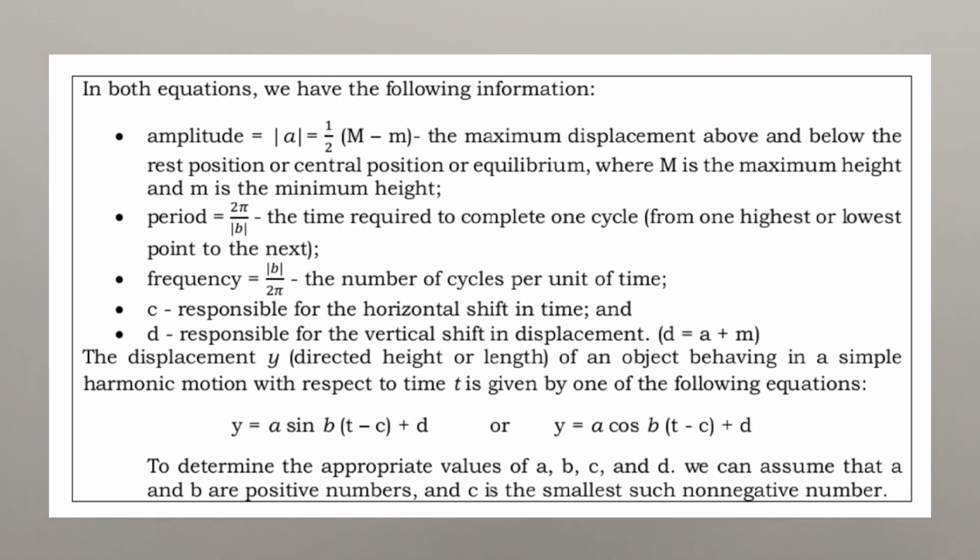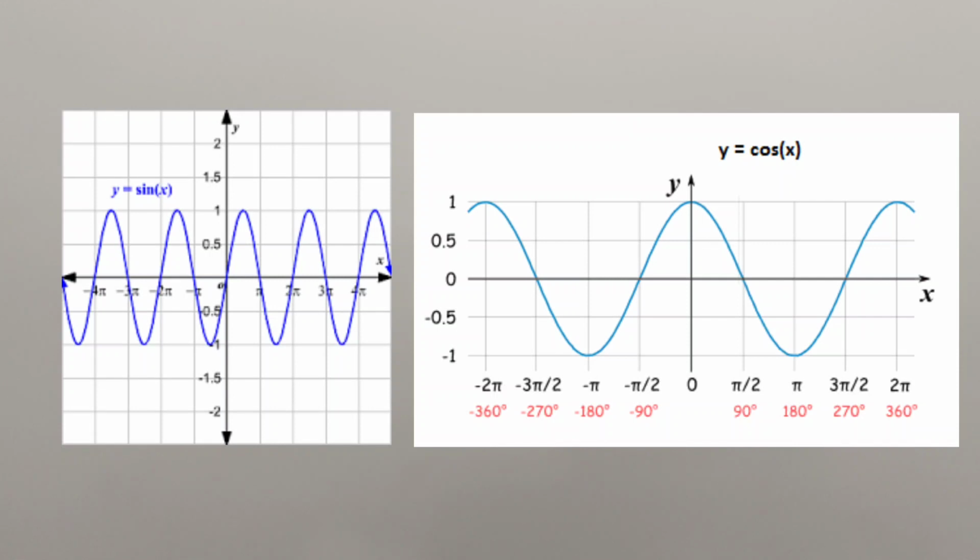Before proceeding to the simple harmonic motion problem, let us first differentiate when we can use the sine and the cosine. Look now at the graph of the sine and the cosine functions. If the function is sine, at the origin, the value of y is also 0. That is (0, 0).